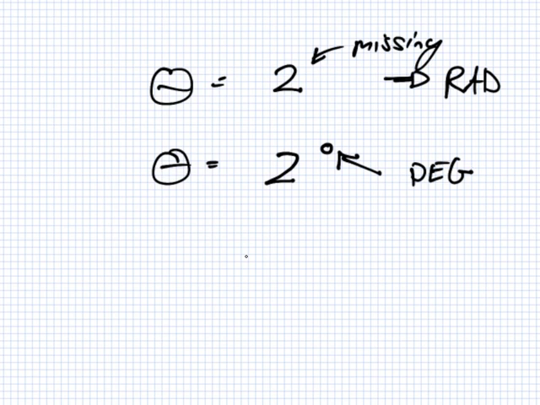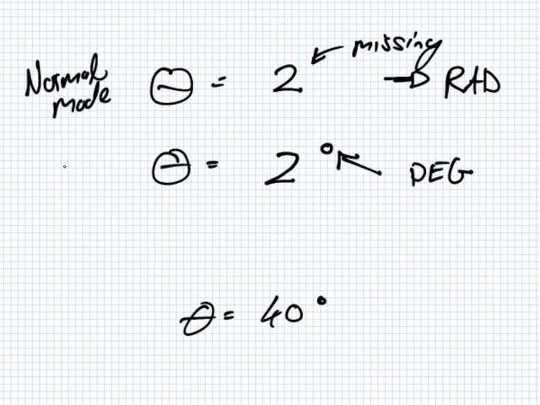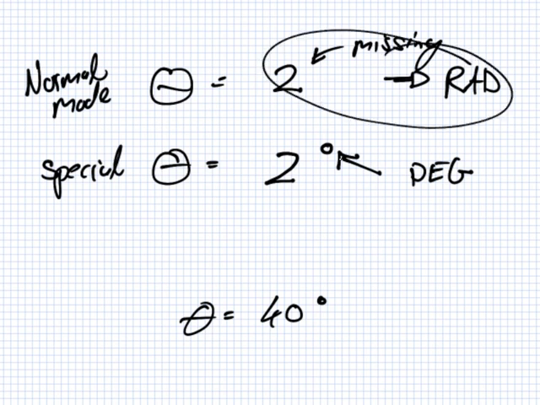Sometimes students see something like this and they think, oh, it's degrees. But I must have this if I want degrees. In fact, this is the normal mode, and this is the special mode, yeah, particular mode. So if I don't have anything, I always mean radians. I need to have something to tell me it's degrees. So in 2B, it must be radians then. Yeah.